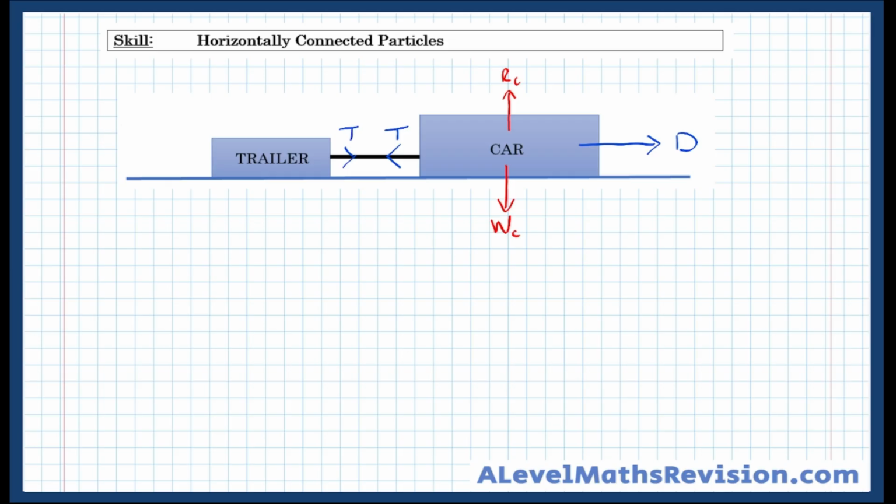And just for completeness, we've got the weight of the trailer there and the reaction of the ground on the trailer. It could also be the case that the car and the trailer experience wind resistance or air resistance, in which case we'd have a resistive force pulling back each of the car and the trailer. So those green forces are how we'd model air resistance. So now let's have a look at a question anyway.